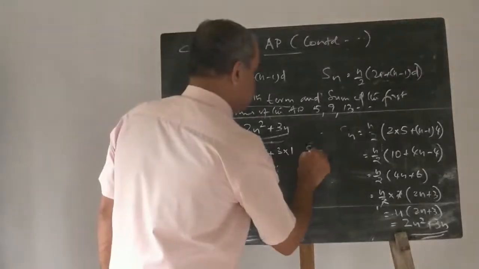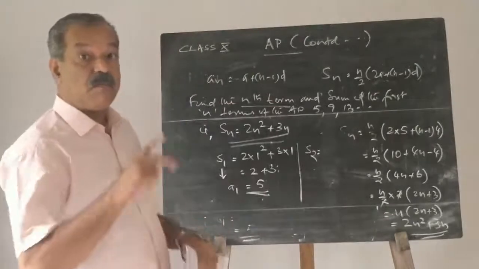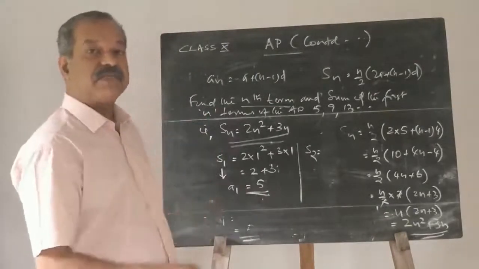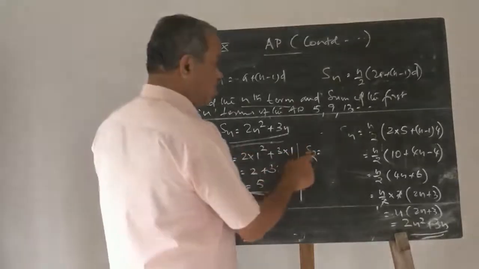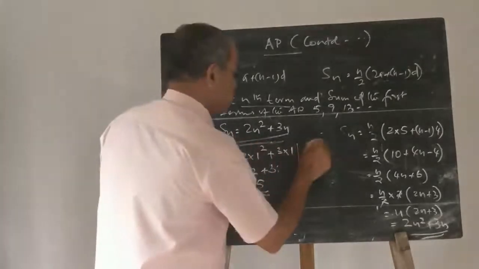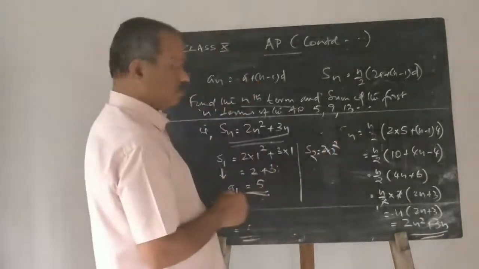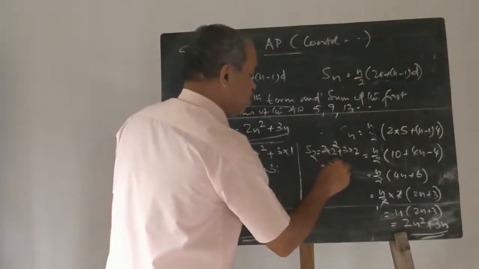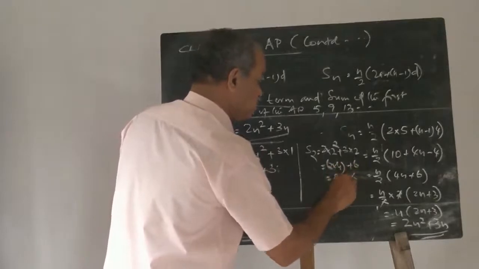Now S2. What is S2? The sum of the first two terms, first and second. That is a1 plus a2. S2 is a1 plus a2. Now how will you get S2 from Sn? By replacing n by 2. S2 equals 2 into 2 square plus 3 into 2, which equals 2 into 4 plus 6, 8 plus 6.